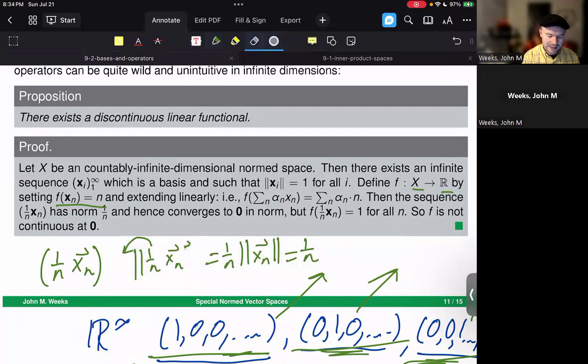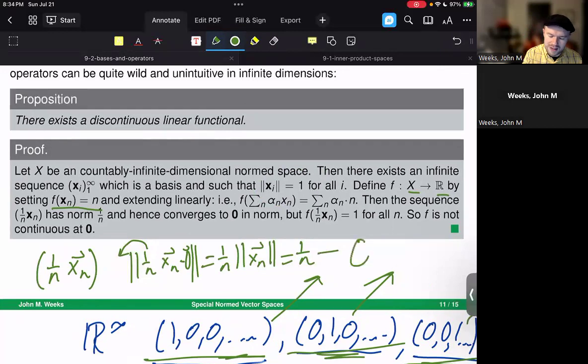If I look at this as the sequence of 1 over n x sub n, this is converging to the vector 0 using the norm definition we've been looking at, because 1 over n is definitely heading towards 0. So the sequence 1 over n x sub n has norm 1 over n and hence converges to 0 in norm. But take a look at where the y values go when I map them through this function f.